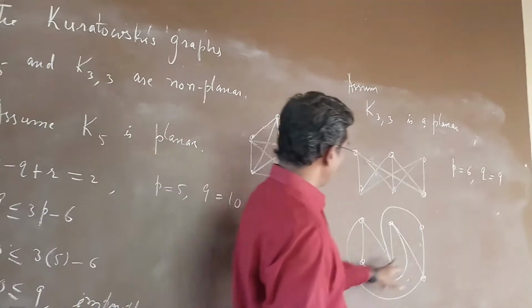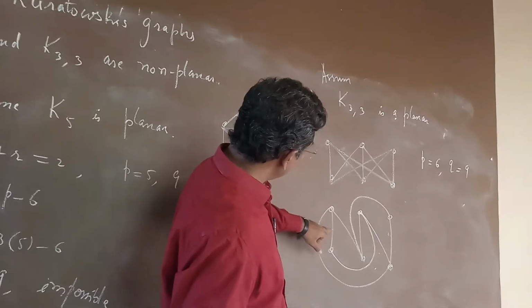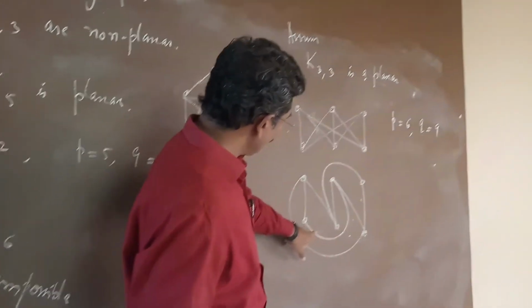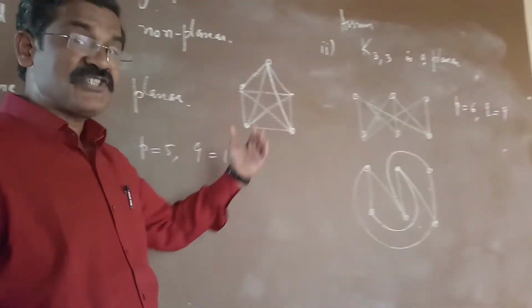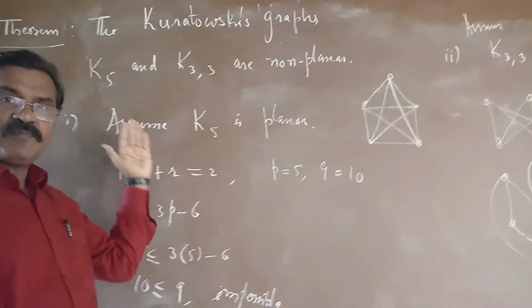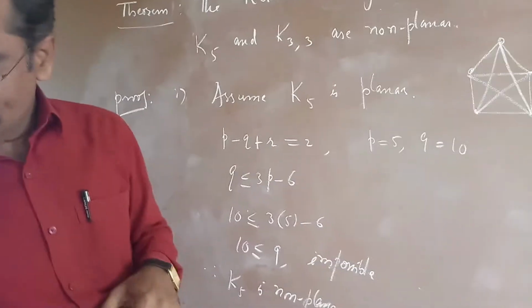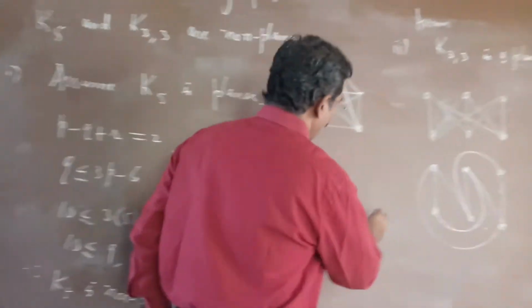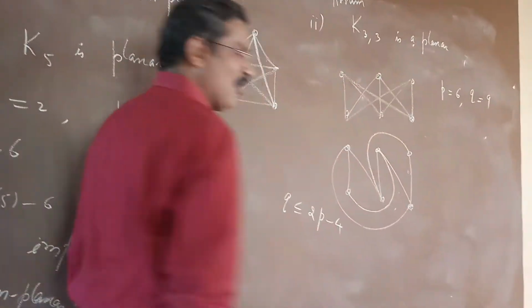So these two are impossible. It implies if you observe one face, so 1, 2, 3, 4 edges. It implies it looks like it is a triangle free graph. So one of the previous results, when it is a planar graph and it is triangle free, we got Q less than or equal to 2p minus 4. Q is less than or equal to 2p minus 4.